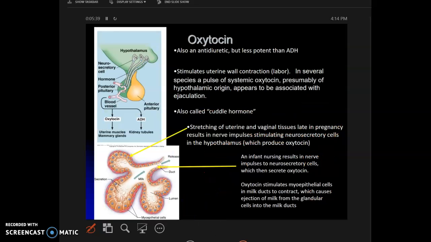All right. The next hormone is oxytocin. Oxytocin is also antidiuretic, but less potent than ADH. In addition, oxytocin plays an important role in the female uterine walls during contraction or labor. We'll study this more in detail in Unit 3. But for now, know that as soon as the uterine walls start contracting, it will cause the hypothalamus to produce what? Oxytocin, which will cause the mother to go into labor.